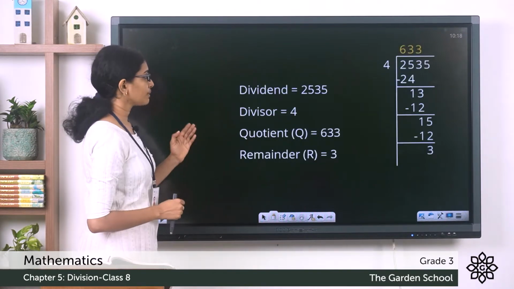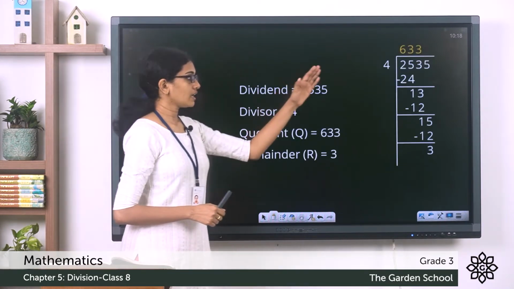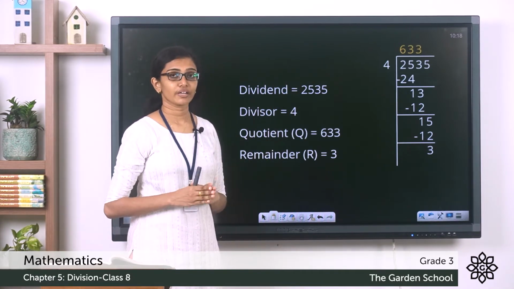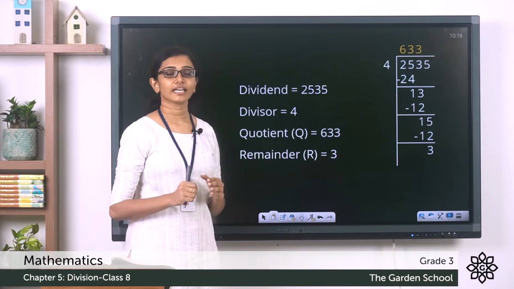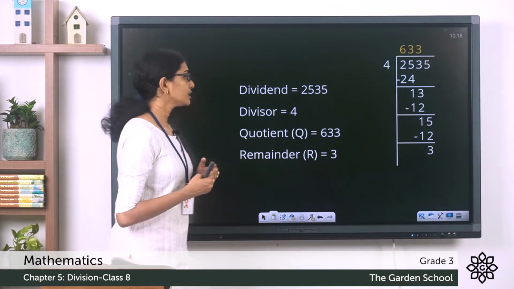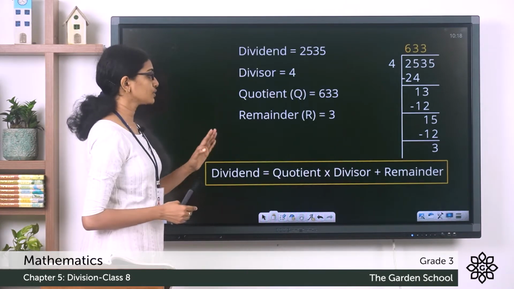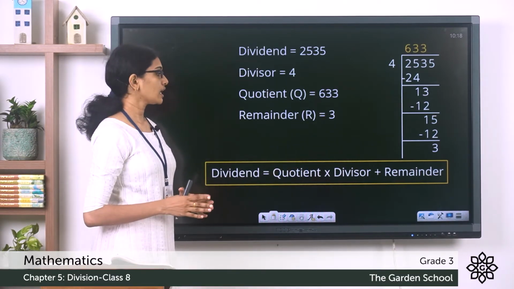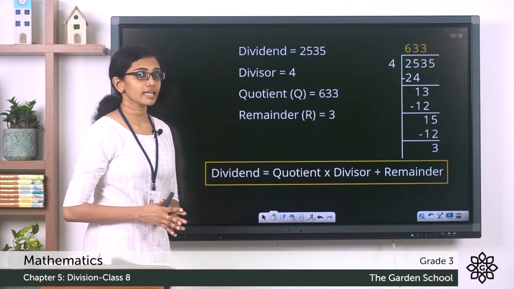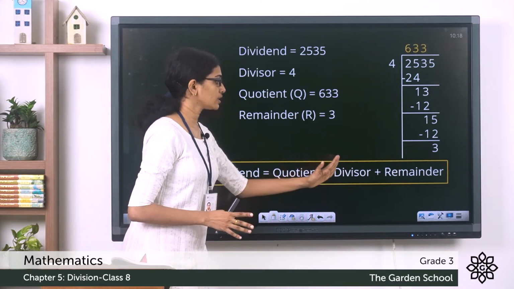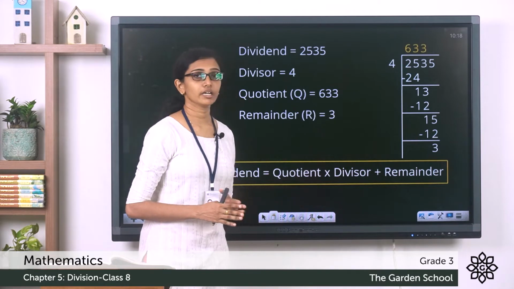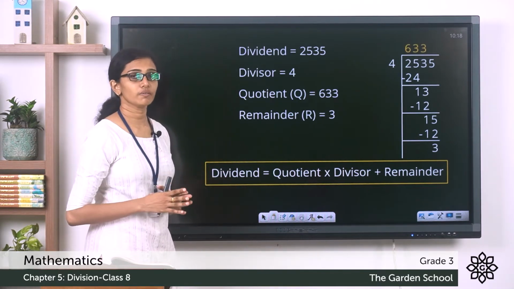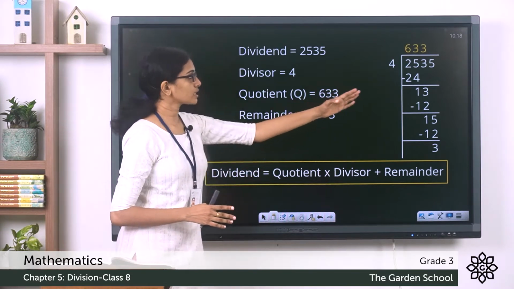Now, coming back to our example, we have done the division. Let's verify if our answer is correct. Let's verify if we did the division correctly. So what was our formula? The formula is dividend is equal to quotient into divisor plus remainder. And how do we verify? We have to check when we do the quotient into the divisor and add the remainder to it, we should get the dividend. That's how we verify. So which is the quotient in this example?